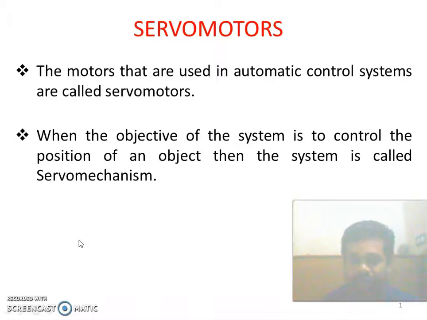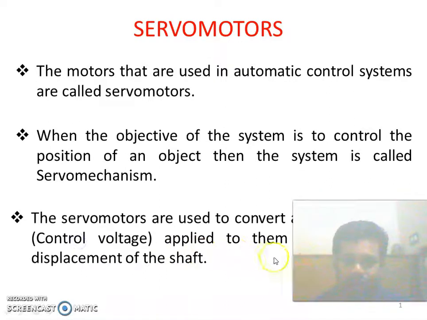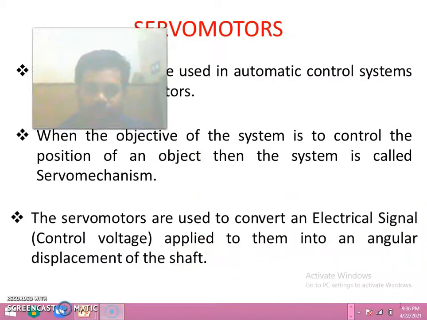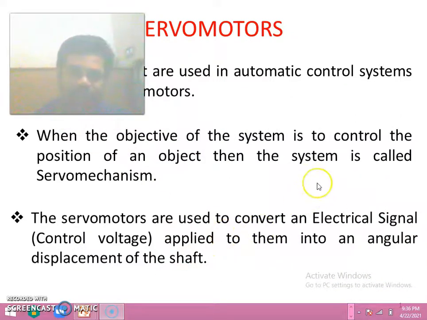If there is a system and if the objective of that system is to control the position of some object, then the system is called servo mechanism. The servo motors are used to convert electrical signal, that is control voltage, applied to them into an angular displacement of the shaft. So this servo motor will convert the electrical signal into some angular displacement.